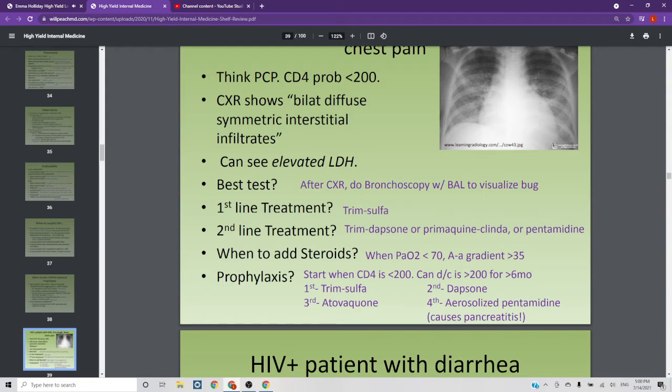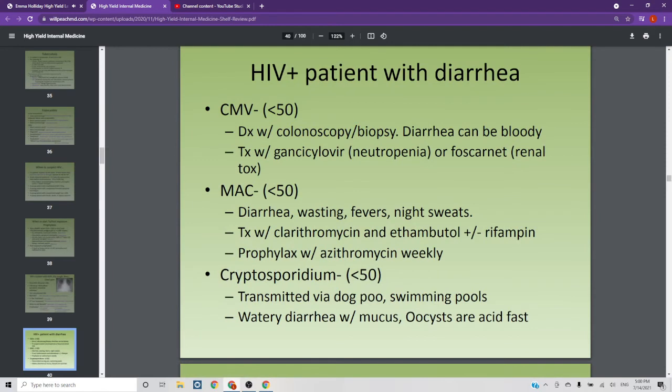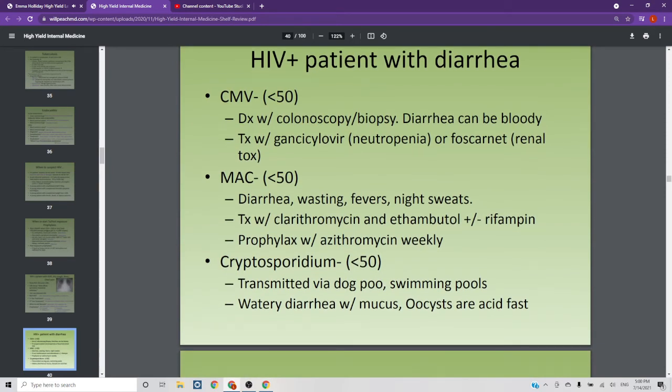Okay, so our HIV-positive patient has diarrhea. There are 3 main flavors of this. So CMV, MAC, and cryptosporidium can all cause diarrhea in an HIV-positive patient. With CMV, we can see this on colonoscopy and biopsy. We can do staining for the virus, the intranuclear inclusions, and then we can treat it accordingly. MAC is kind of a diagnosis of exclusion. The biopsy is going to be negative on the colonoscopy. There won't be any stool ova or parasites on the testing.